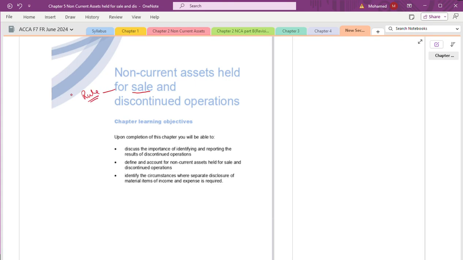So in some cases, what will happen? You have a business, 5 different types of businesses. You want to discontinue business C. Then there are separate rules. Okay, separate rules are there. That's all. Very small chapter which covers the rules as such.